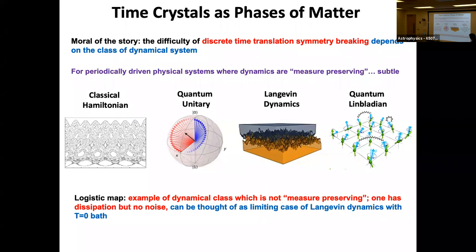And you can think about it at some level as a limiting case of Langevin dynamics, where you have dissipation but no noise. So you're coupled strictly to a zero temperature bath. And the idea is that the zero temperature bath allows you to stabilize, because it damps away any perturbations. So the essence of the time crystal is somehow that you need to get these period-doubled oscillations that are rigid. And as long as you can damp away oscillations with a zero temperature bath, that's not so hard to do.